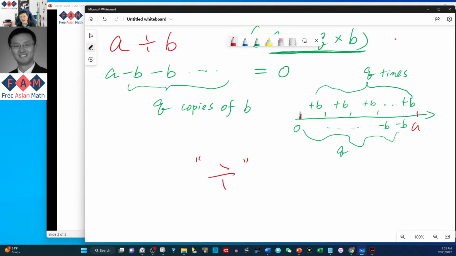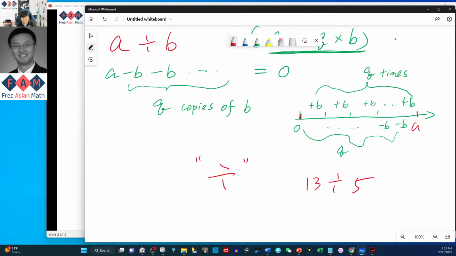We have already verified that our dividend indeed is a multiple of the divisor. And that's a big constraint. Without this, we will not be able to properly see what this is, because it will never give us back 0.